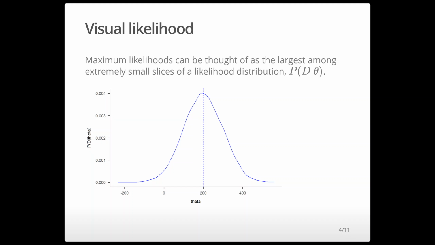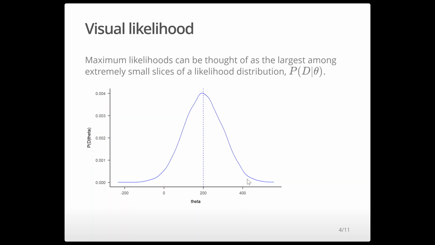But the chances of this exact parameter producing this exact data are still fairly small. It's only less than 1%. But that's still the parameter that has the highest likelihood. If we move away from 200, we see that the probability of this exact data being produced by, say, 0 or 400 is even smaller. It's very, very small. It's less than 0.5%.